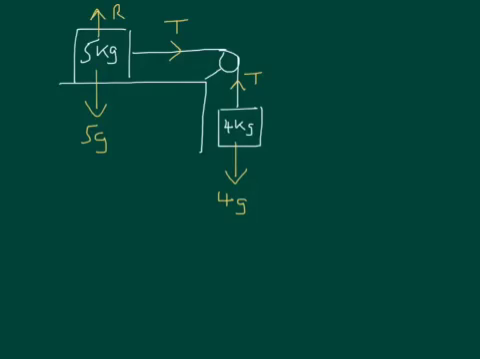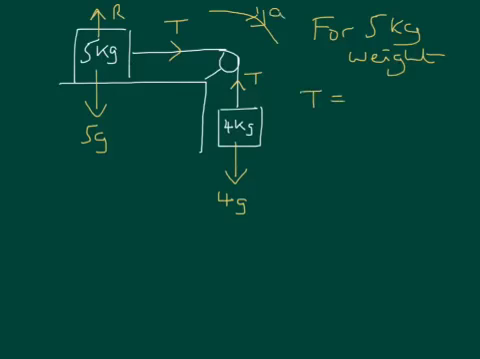What we can do is we can consider F equals ma on each of the particles. So for the 5 kilogram weight, what force is acting on it? Well, there's a tension acting that way, there's no friction, and because the particle is accelerating in this direction here, let's call that A, we can say T equals 5A. Where did that come from? That's force is mass times acceleration.